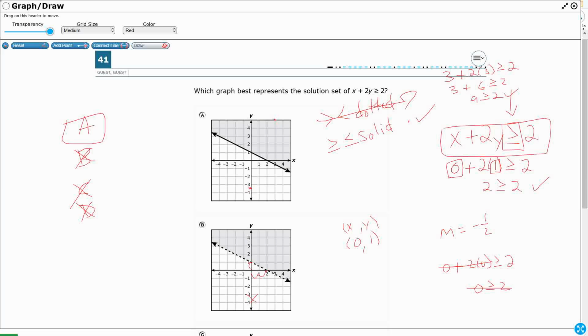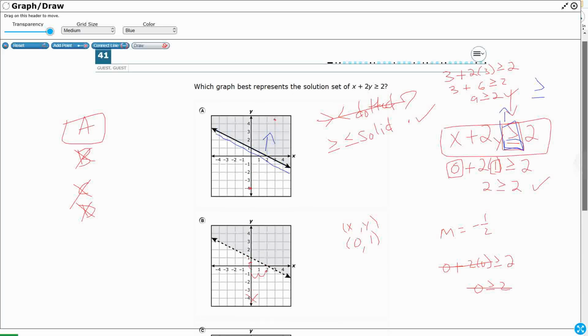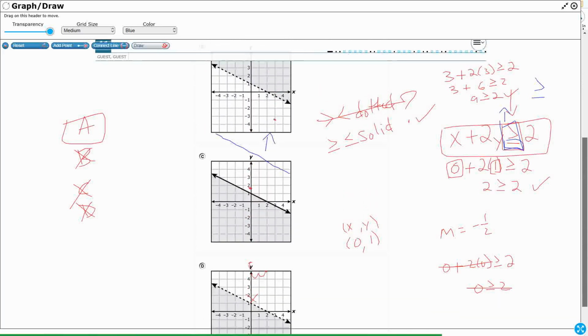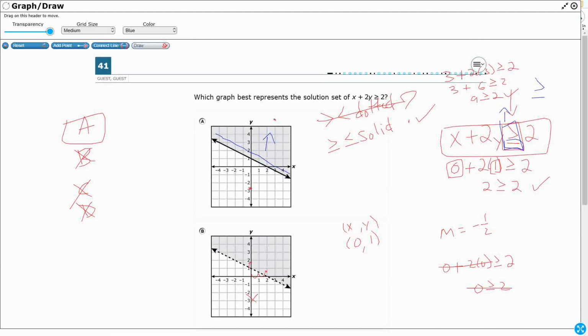Since all of the lines are exactly the same, if you know this particular symbol, greater than or equal to, greater than means it's going to be above the line, and equal to means it's going to be a solid line. You could have solved this by simply looking at the inequality, the greater than or equal to, and realize that you're going to shade above the line. It needs to be a solid line. And out of the 4, even before you calculate the slope, that's the only one that's got a solid line with a shading above. So that's our answer, A.